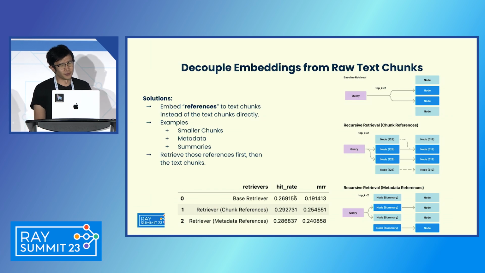We tried this on a few basic experiments. The base retriever is naive retrieval. And we tried both chunk-based references with extracted summaries, and also metadata references with extracted structured information. In both cases, when you actually retrieve those instead of the raw text chunks, you get better retrieval performance, which in turn leads to better generation.